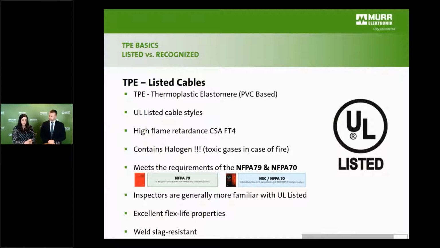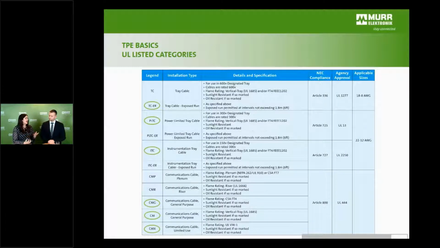And now you've brought an overview of the UL listed categories. You can see here a table of the different listed categories. We have the green marked ones in our product portfolio. That means, for example, a TC-ER cable stands for a tray cable, for a tray up to 600 volt, in an exposed run. That means you can go directly from the tray to the machine up to a special length without protection for the cable. Then we also have a PLTC cable.